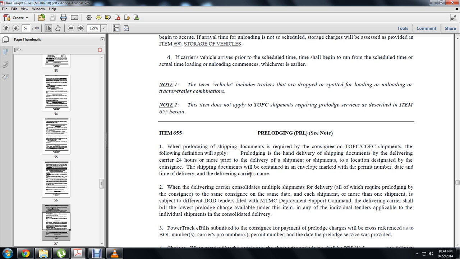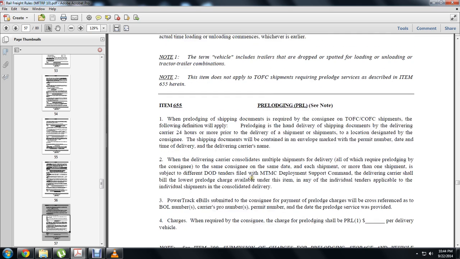Each shipment that is the subject of a different DoD tender within the MTMC, Military Traffic Management Command, will apply. The delivering carrier should apply the lowest pre-lodged charges available under this item and any other individual terms applicable to the individual shipments. A consolidated delivery power track e-bill is submitted by the consignor for payment of the pre-lodged charges, referenced to the BOL numbers and the permit number, and the pre-lodged services provided charges will, when required, be billed to the consignee. The charge of pre-lodging shall be PRL at the blank dollars of delivery.